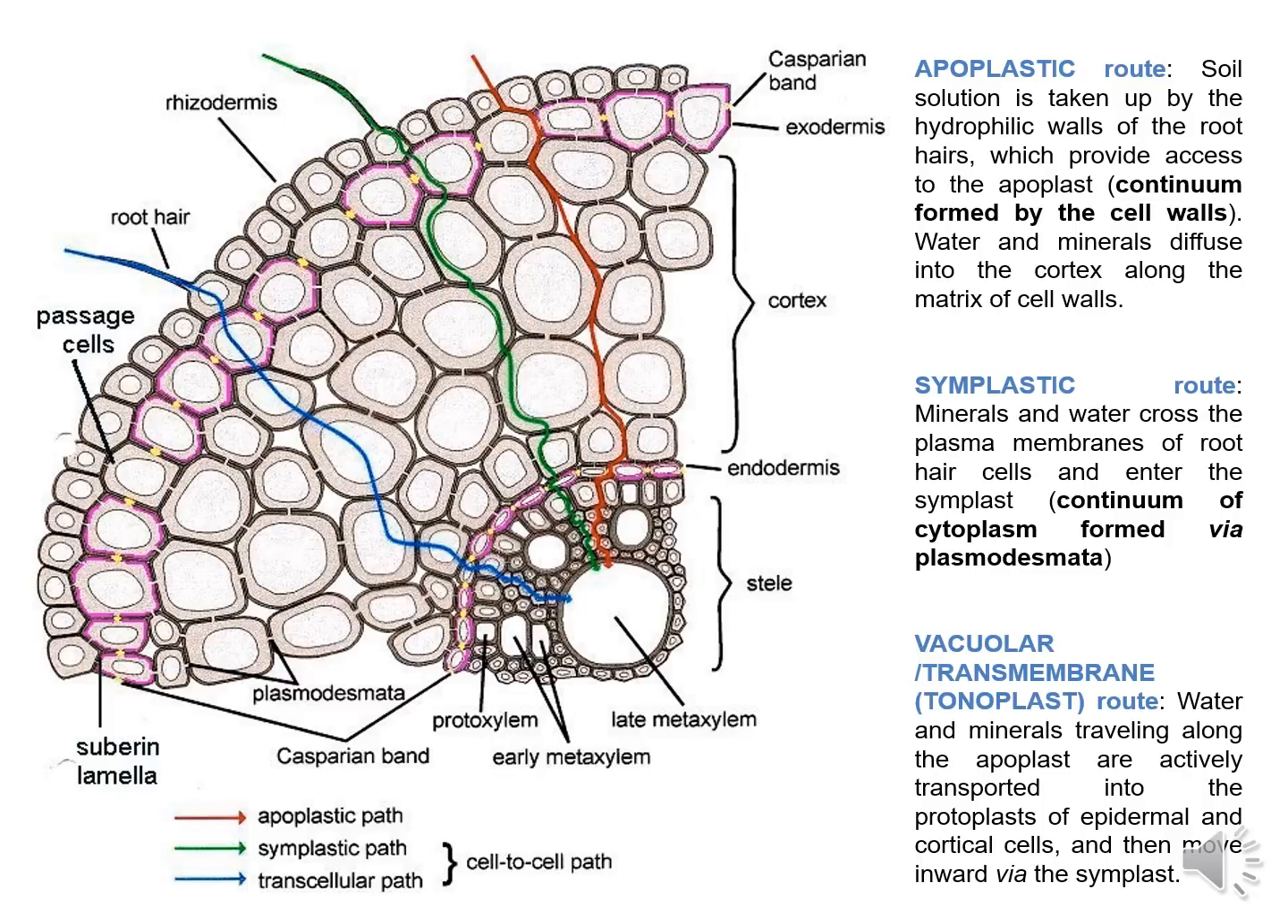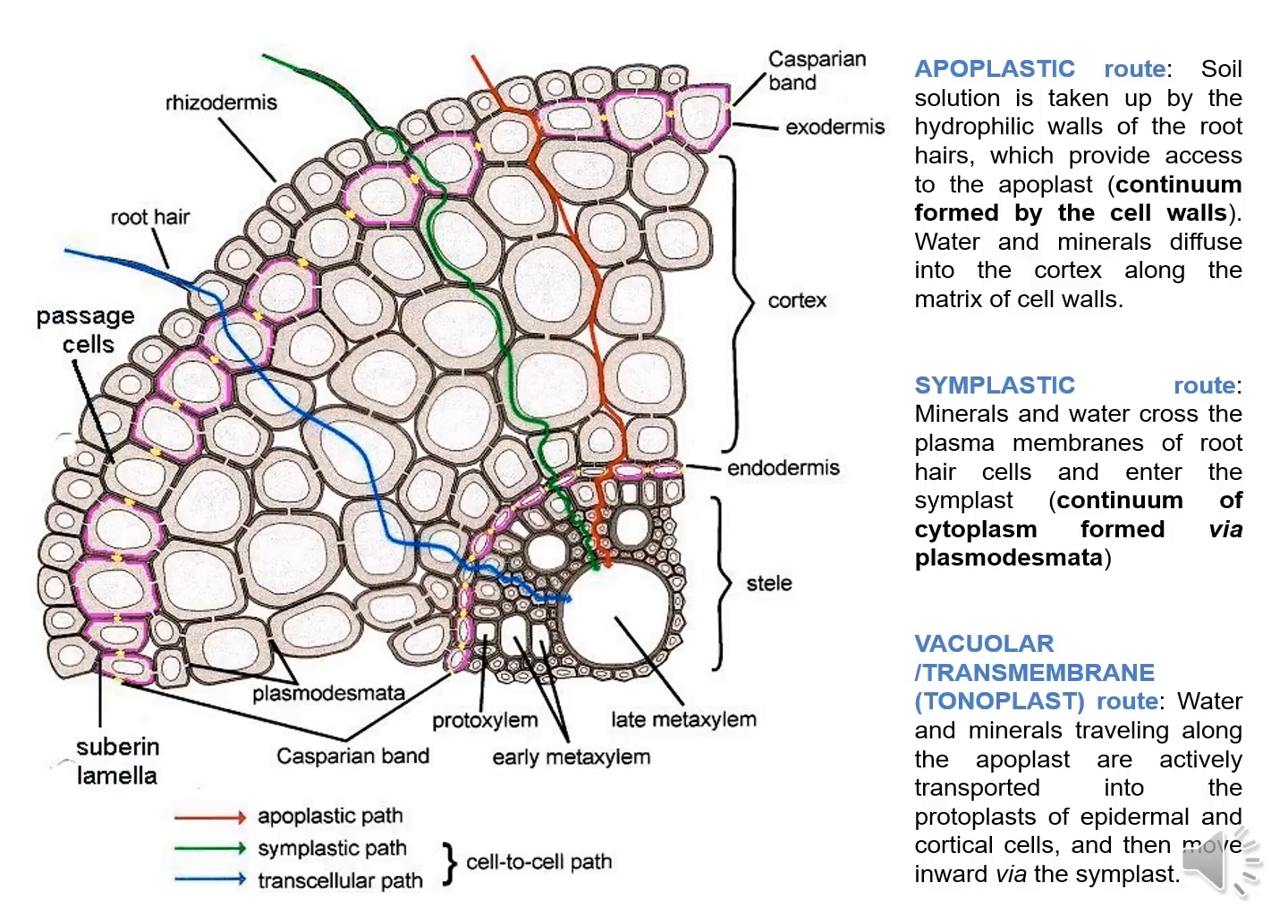In the apoplastic route, the soil solution is taken up by the hydrophilic wall of the root hair, which provides access to the apoplast, and water and minerals will diffuse into the cortex along the matrix of the cell wall. So remember, in the apoplastic route, the soil solution or any dissolved mineral ions are taken up by the hydrophilic wall of the root hair. This water and mineral will diffuse into the cortex along the matrix of the cell wall, meaning that the transportation of water and mineral ions is along the matrix of the cell wall.